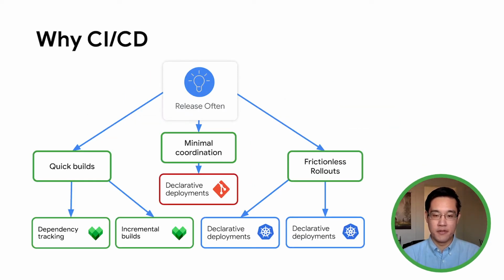This minimal amount of human coordination and hence increase in developer efficiency became one of the driving motivations for our Bazel-based CI pipeline. We also wanted the pipeline to execute quickly, with fast builds, automated tests, and simple dependency management. Lastly, we wanted frictionless rollouts. Using declarative deployments to Kubernetes would provide traceability.